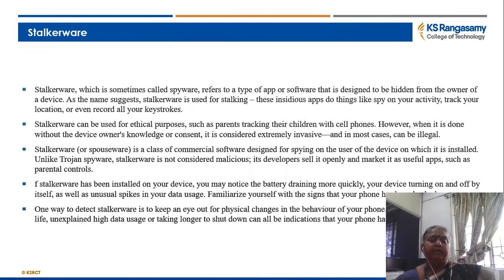One way to detect stalkerware is to keep an eye out for physical changes in the behavior of your phone. Issues may be poor battery life, unexplained high data usage, or taking longer to shut down. These can be indications your phone is installed with stalkerware.